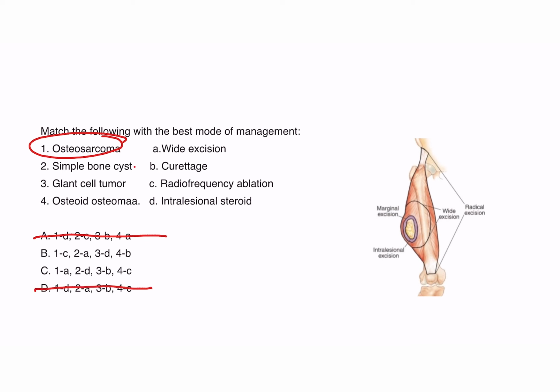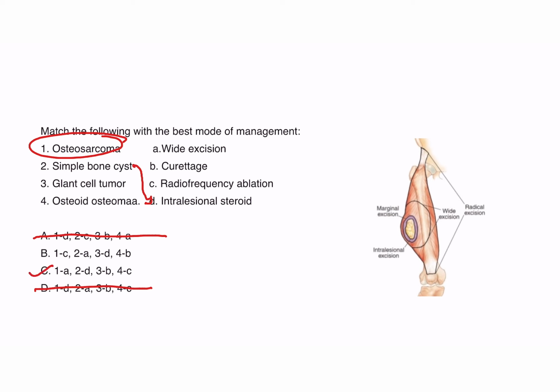Simple bone cyst. Can I do a simple intralesional steroid for simple bone cyst? Because it's usually self-limiting. If at all it is not, then you can give a steroid, right? So I think I can consider an intralesional steroid. So 2, I can think of D. So that makes C as an answer.